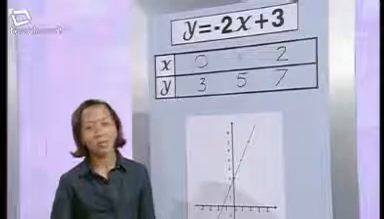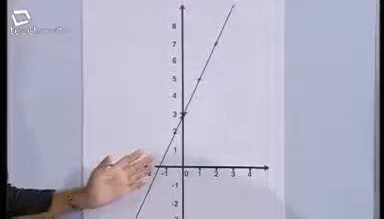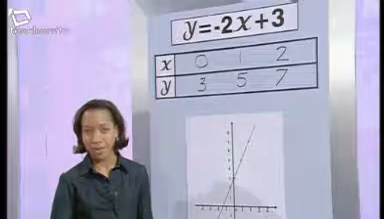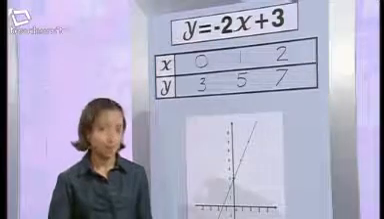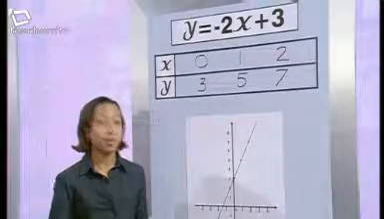OK, it was my graph that was wrong. I've got a straight line, but it slopes in the wrong direction. That's because I completely missed out the negative sign when I was substituting values for x in the equation. I multiplied my x values by 2 instead of negative 2.